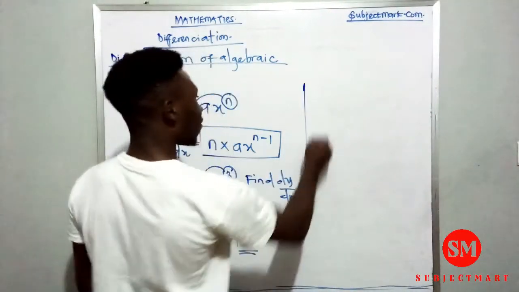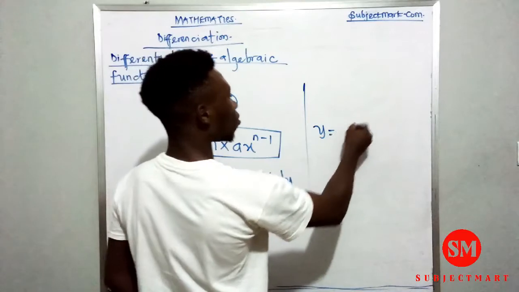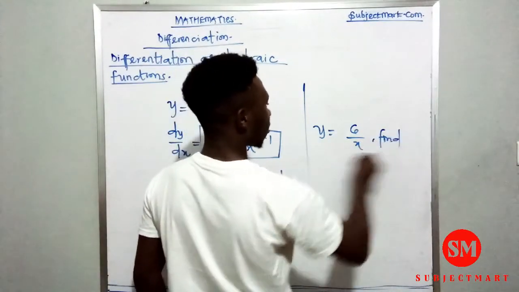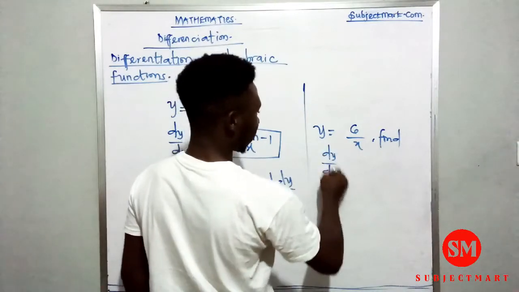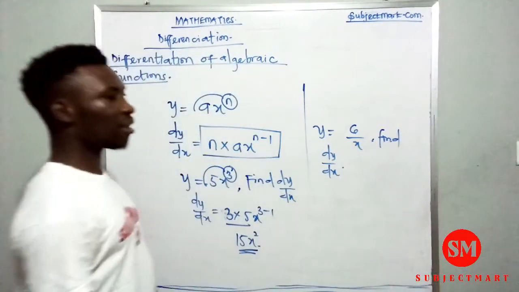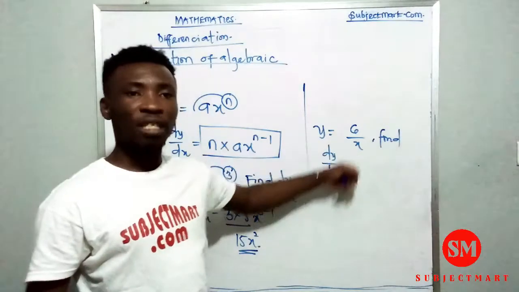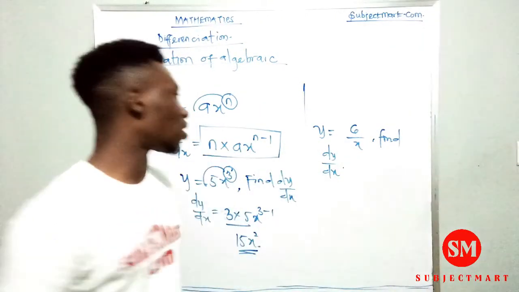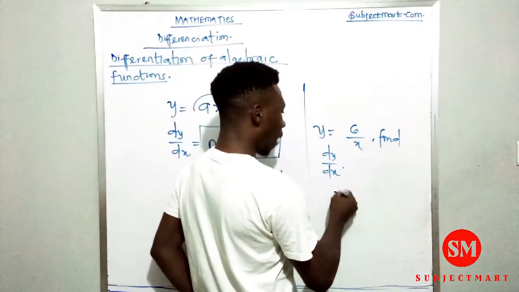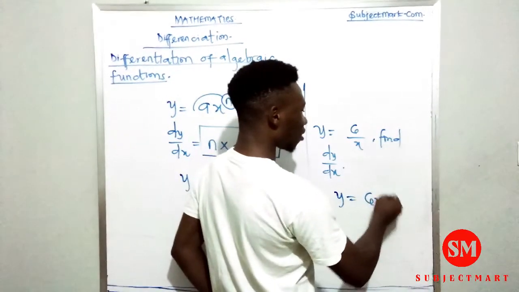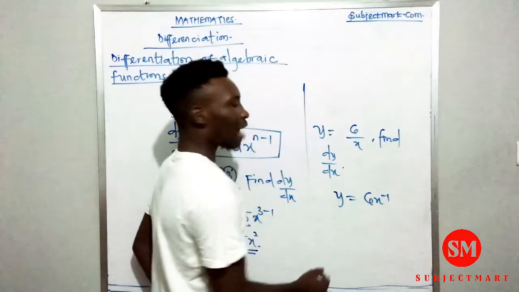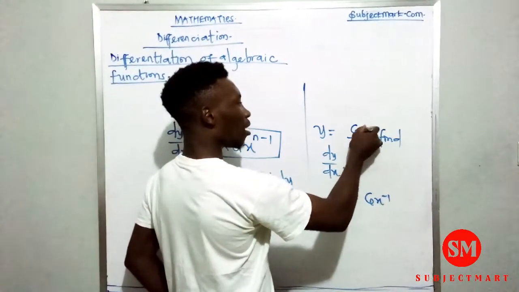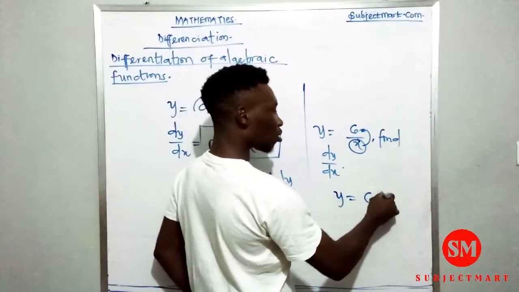So if you have that y is equal to 6 over x, I am asked to find dy/dx. This is a positive reciprocal, so you have to compare this positive reciprocal to what? To negative reciprocal. This becomes y here is equal to 6x raised to the power minus 1. How did this become minus 1? Because this negative guy came up here.